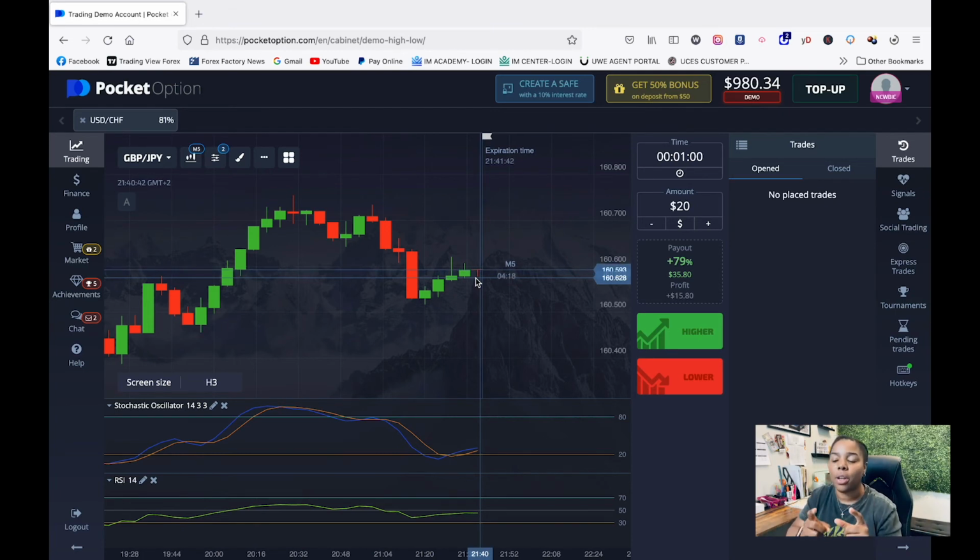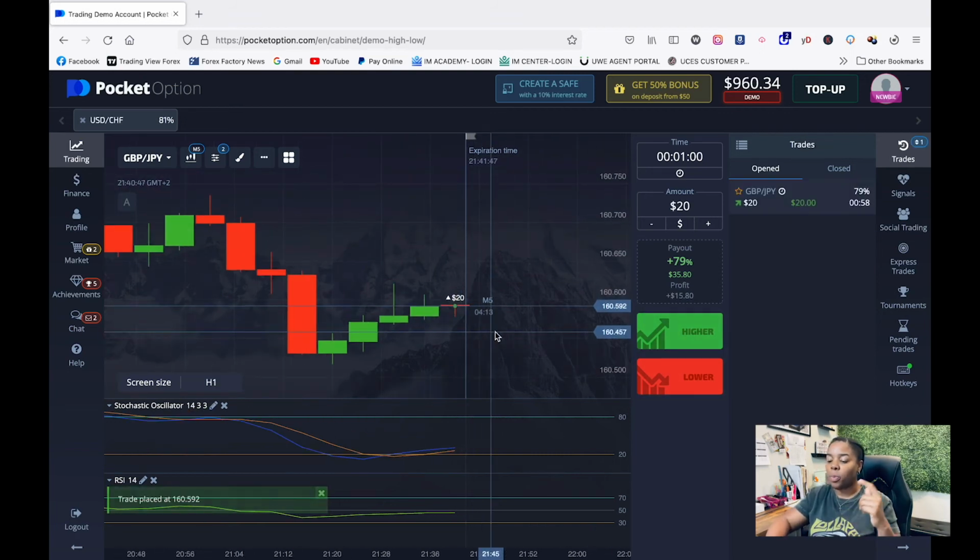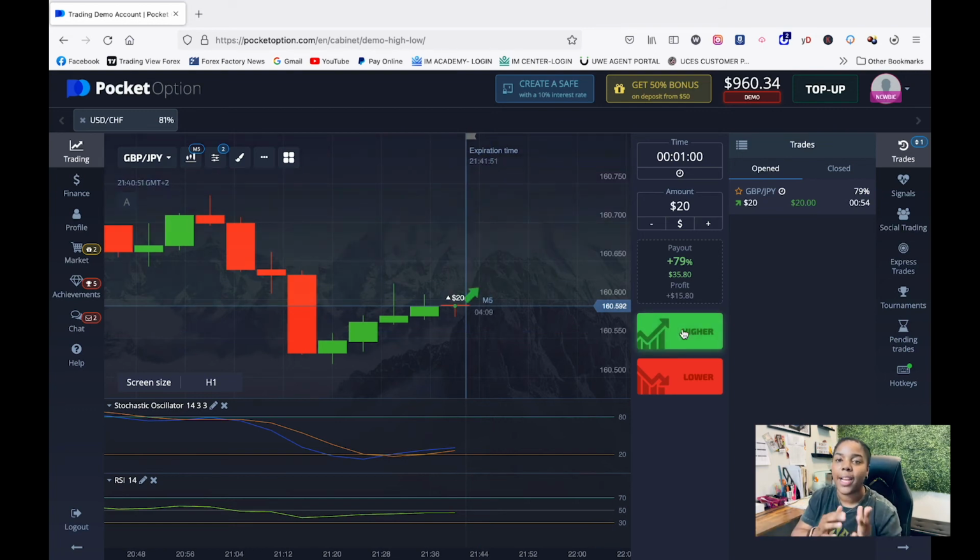But imagine, okay, imagine you being able to press this button, right? I just pressed the button randomly, and in 1 minute, I can make $15.80. Imagine that's your job, right? You have a 30-minute lunch break. What if you took 5 trades? What if you took 2 trades before you went to sleep?